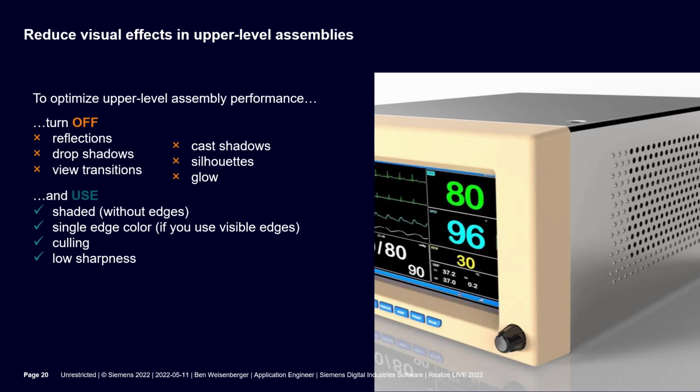To optimize upper-level assembly performance, you may want to turn off reflections, drop shadows, cast shadows, and silhouettes. Use shaded without edges or single edge color if you use visible edges. We also want to use culling, set our sharpness to low if possible, turn off view transitions, and turn off glow. So these are all great ways to help with your display performance on your large assemblies.